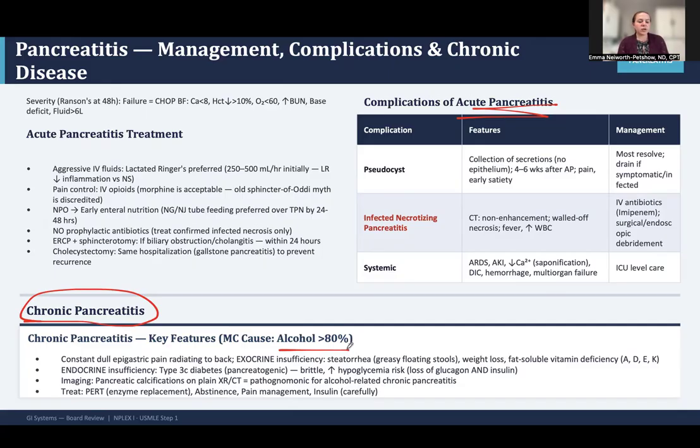You could also see an endocrine insufficiency, type 3C diabetes, which is pancreatogenic, and where you have a loss of both insulin and glucagon secretion. And so this is more characteristic of our chronic pancreatitis presentation.